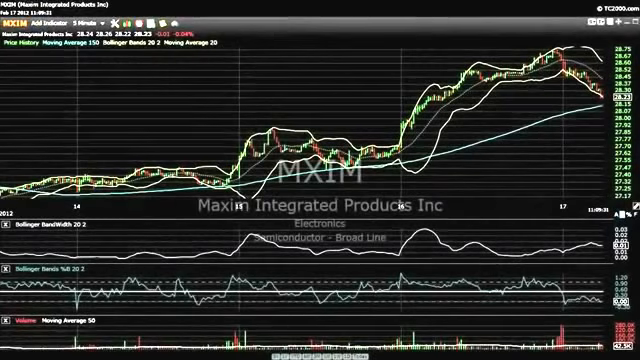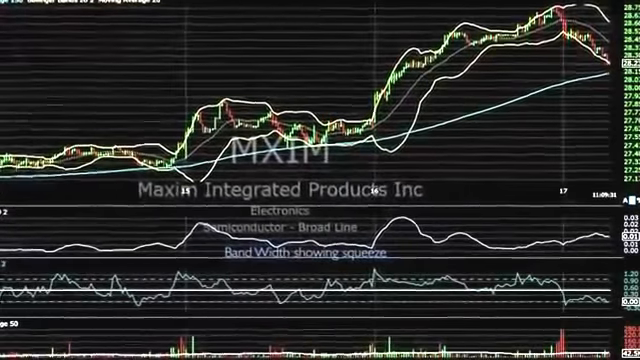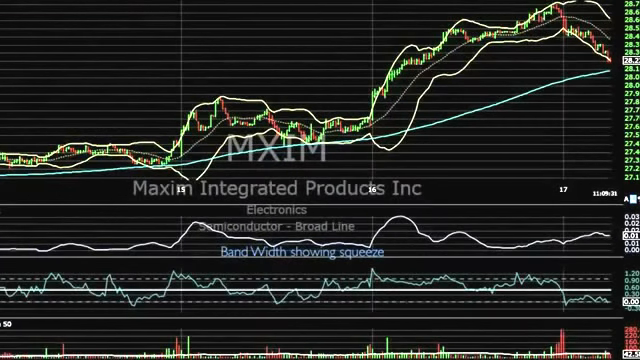Another example here is Maxim. It's a long trade instead. We have bandwidth showing a squeeze. We're seeing a low reading. We're seeing that the percent B is above the midpoint, telling us that price has been closer to the upper band than the lower band, telling us that buyers are aggressive. It's showing that momentum prior to the breakout.